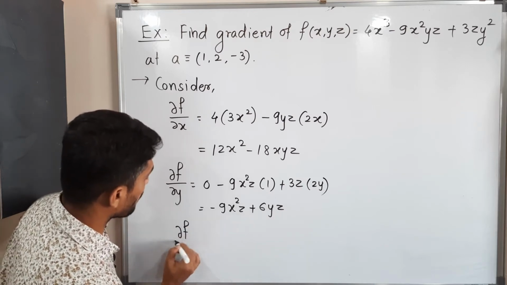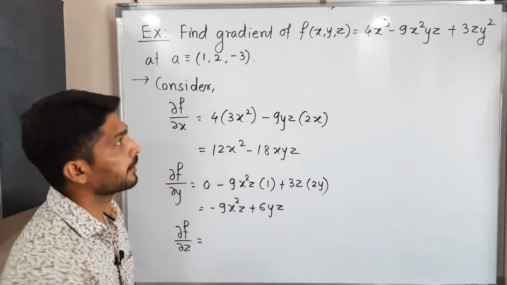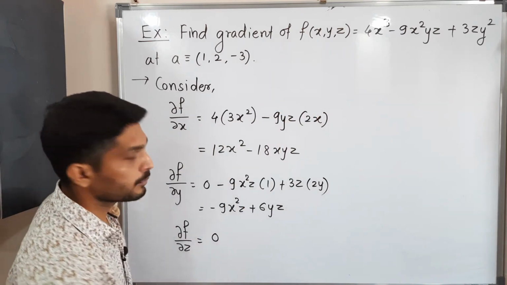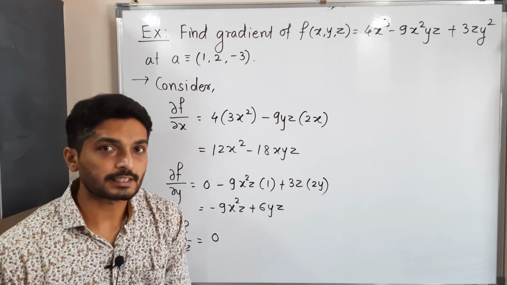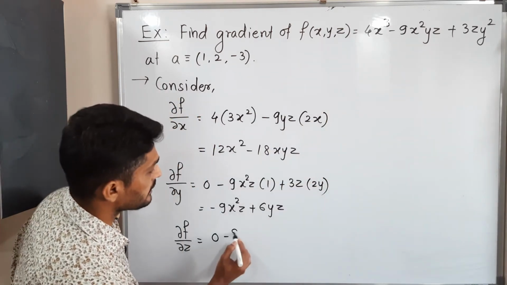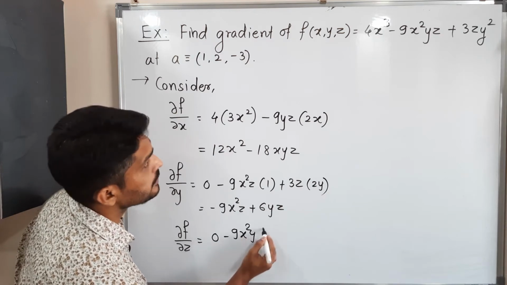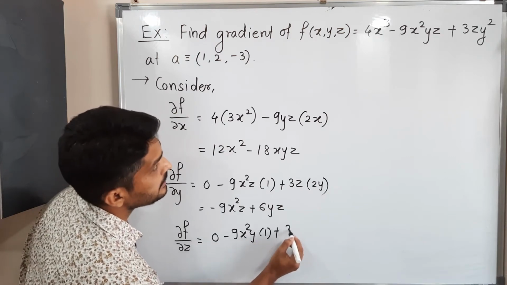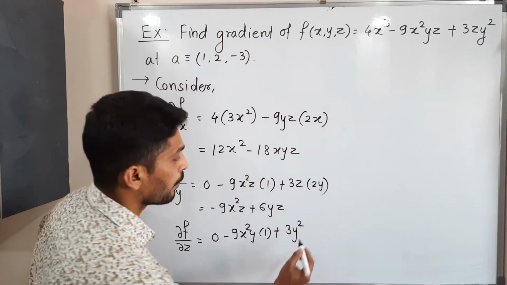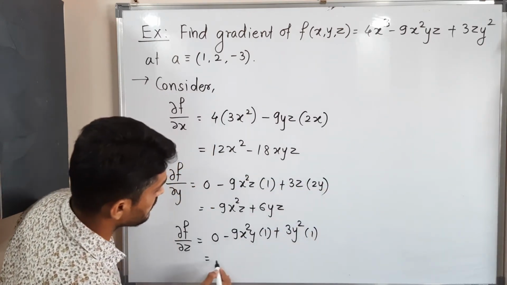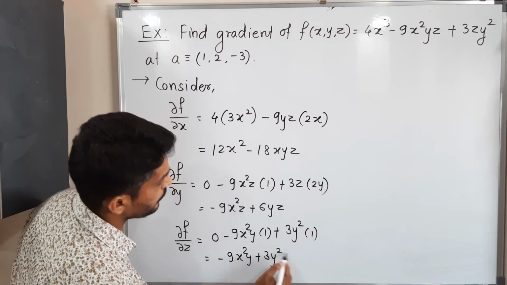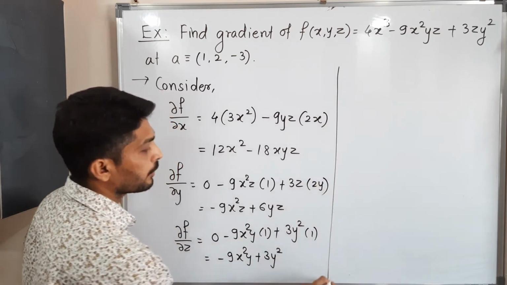After that, derivative of f with respect to z. Derivative of the first term is 0 since there is no z. We are taking derivative with respect to z, so x and y are constants. In the second term, minus 9x square y is a constant, derivative of z is 1, plus 3y square is constant, derivative of z is 1. So what is our final answer? This is minus 9x square y plus 3y square. So we found all partial derivatives.